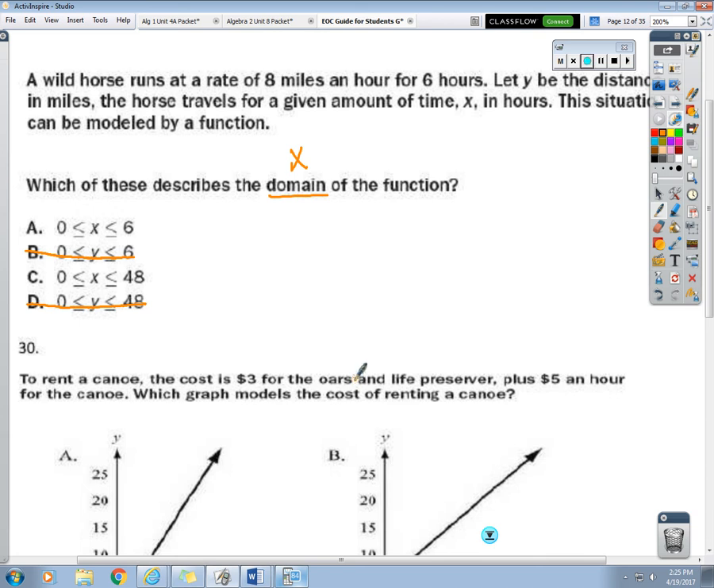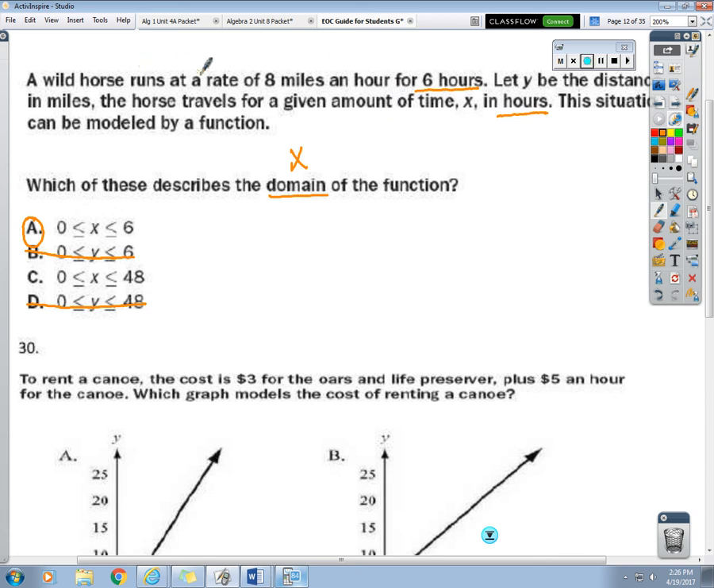Just tell me what you know about x. Read through it and tell me something they tell you about x. X is in hours. So, are we looking, or can this horse run from 0 to 6 hours or 0 to 48 hours? 0 to 6 hours. Does that make sense?